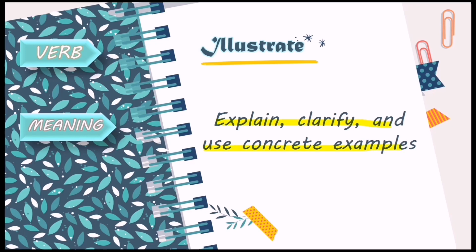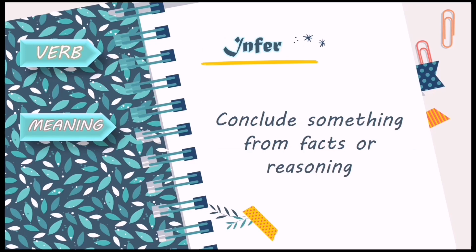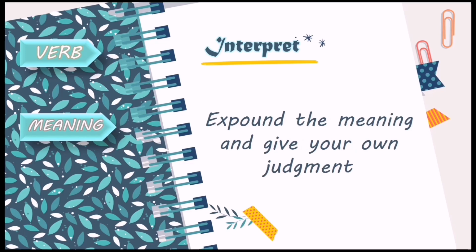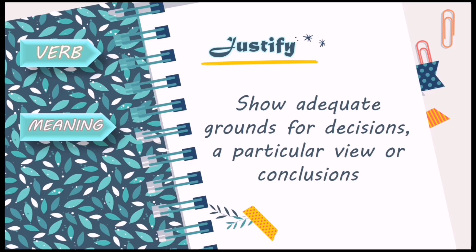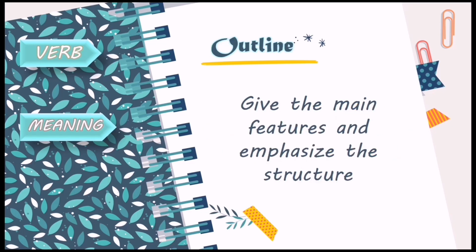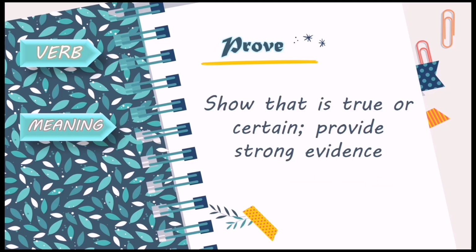Next is infer. Conclude something from facts or reasoning. Interpret. Expound the meaning and give your own judgment. Justify. Show adequate grounds for decisions, a particular view or conclusion. Next is outline. Give the main features and emphasize the structure. Prove. Show that is true or certain. Provide strong evidence. So you are going to prove. You are going to show if that is true or not.